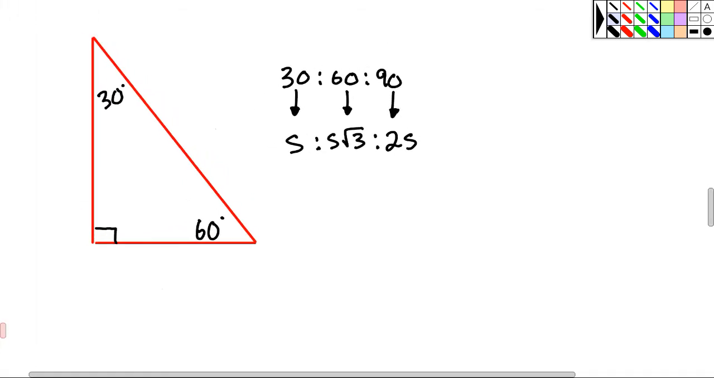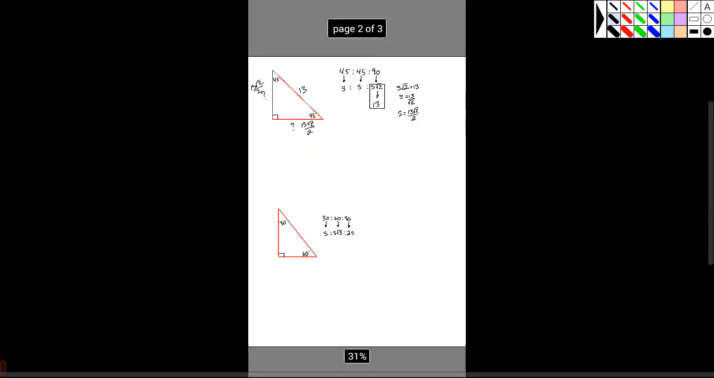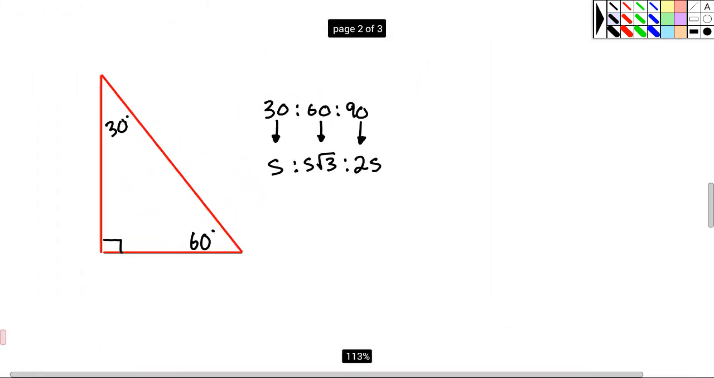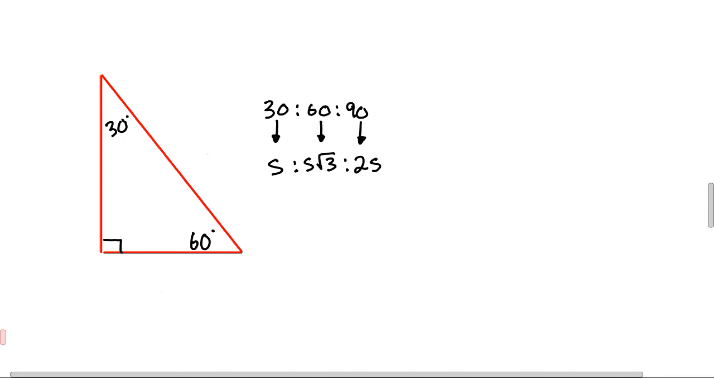Okay, same kind of principle here. If you know any of these three sides here, you could figure out the other two. It's as simple as that. So obviously let's look at an easy one here. Let's do 9. So the side across from the 30 is 9. The side across from the 60, which is this side, is going to be 9 root 3. So this would be a 9 root 3.